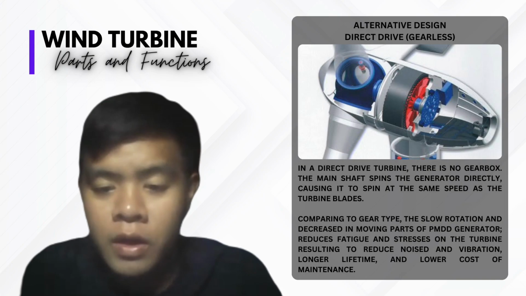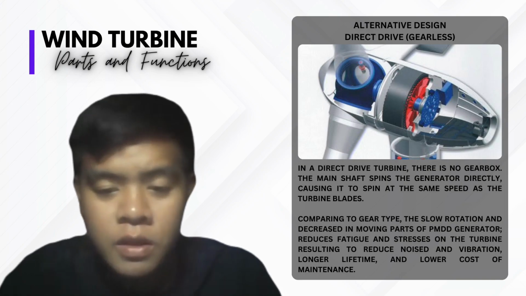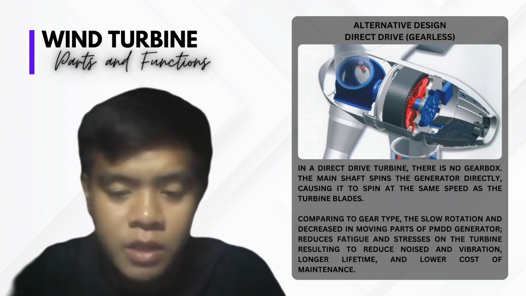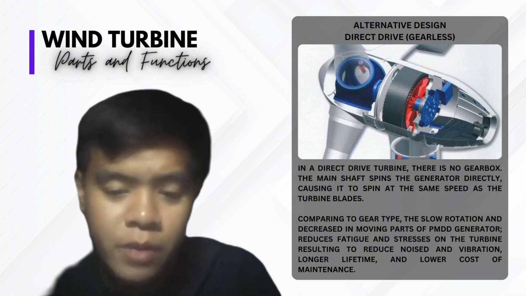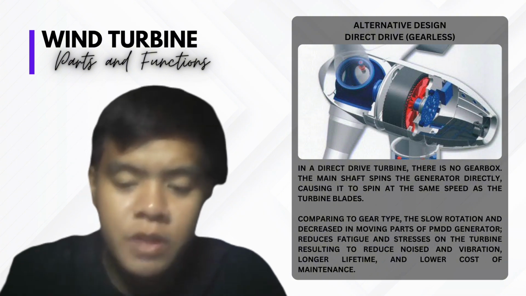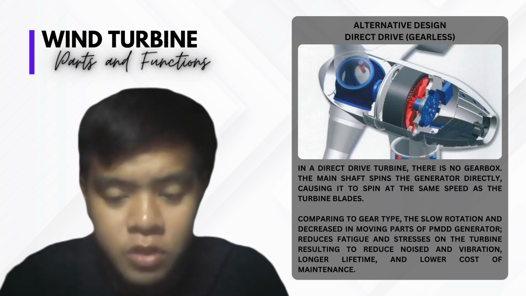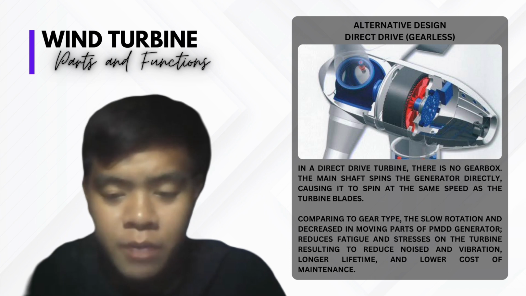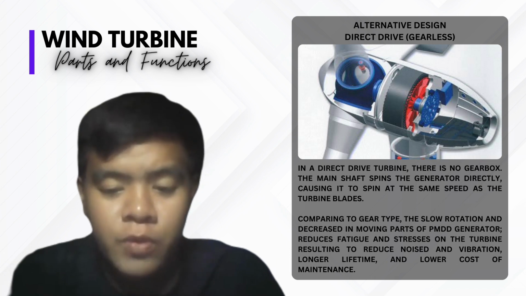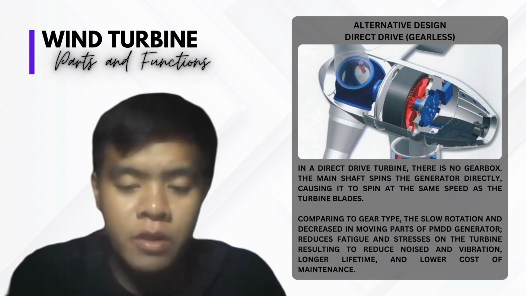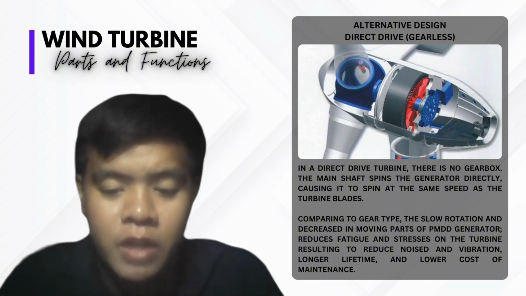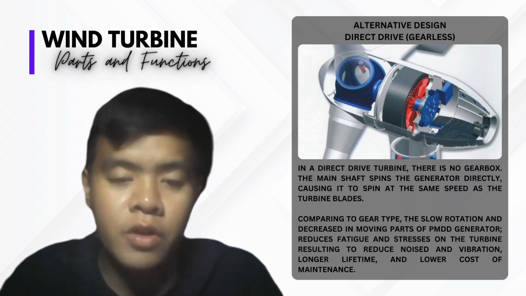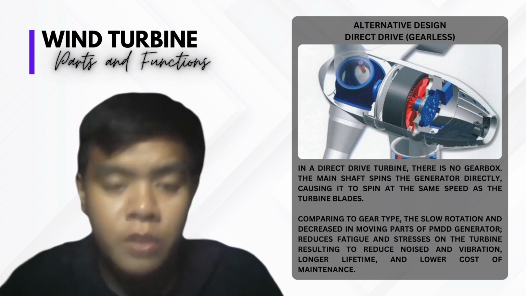Now we have the alternative designs, which is the direct drive or gearless. In a direct drive turbine, there is no gearbox. The main shaft spins the generator directly, causing it to spin at the same speed as the turbine blades. Compared to gear type, the slow rotation and decrease in moving parts of PMDD generators reduces fatigue and stresses on the turbine, resulting in reduced noise and vibration, longer lifetime, and lower cost of maintenance.